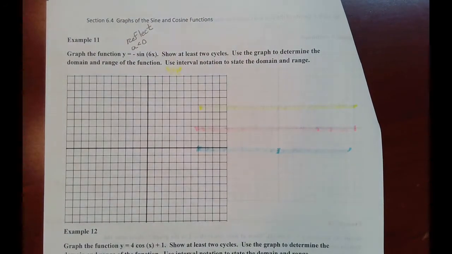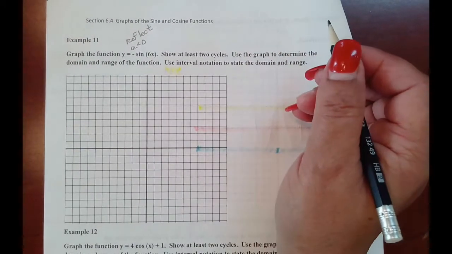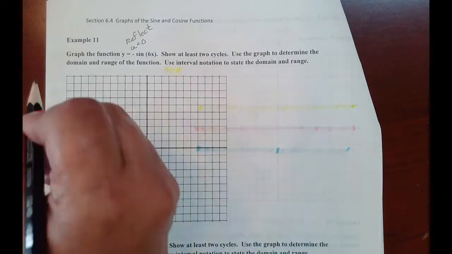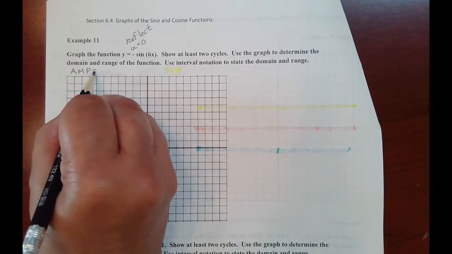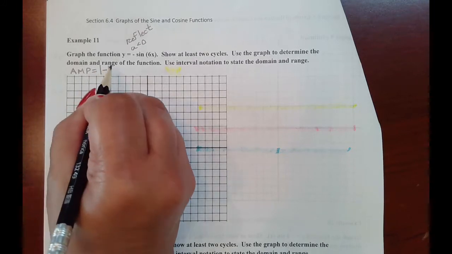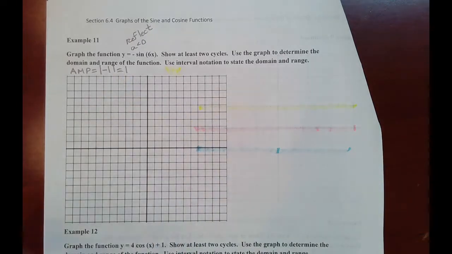Okay, and let's go through all the things that we have to do to get it by hand, as well as in MyLab Math. Okay, so let's see. Amp here would be the absolute value of -1, because that's your a value right there, which is 1. Amp is only going to be 1.